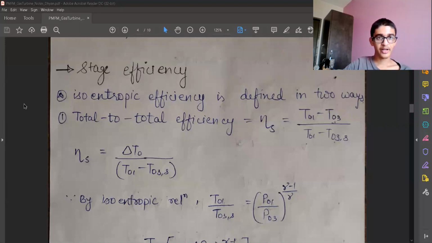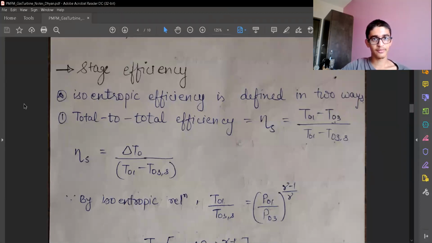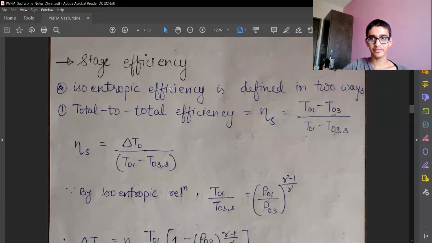So we are doing gas turbine, and we have derived the work done expression for gas turbine using velocity triangles, which we have seen, the combined velocity triangles also. So now let's define the stage efficiency. The isentropic efficiency is defined in two ways.